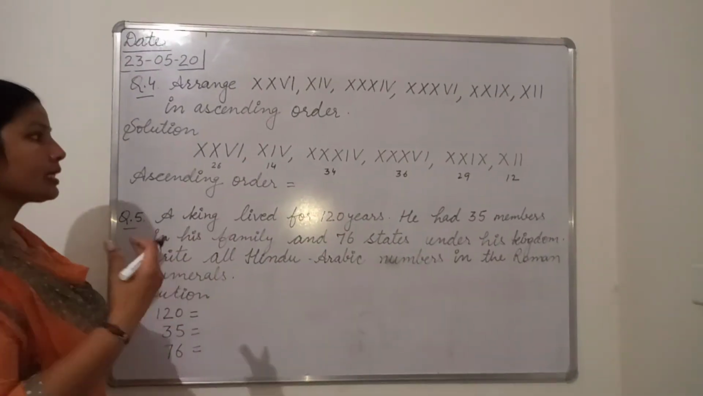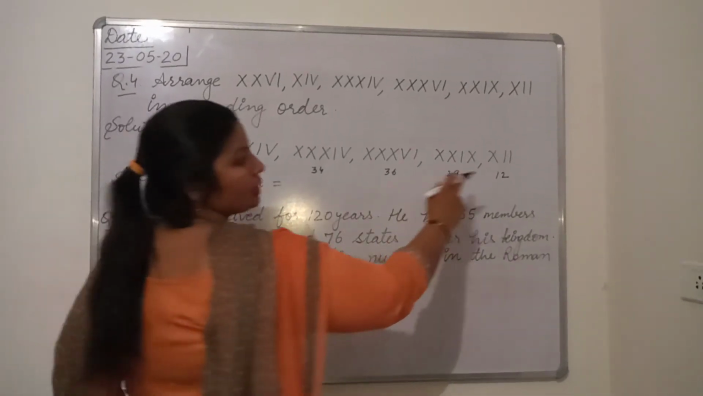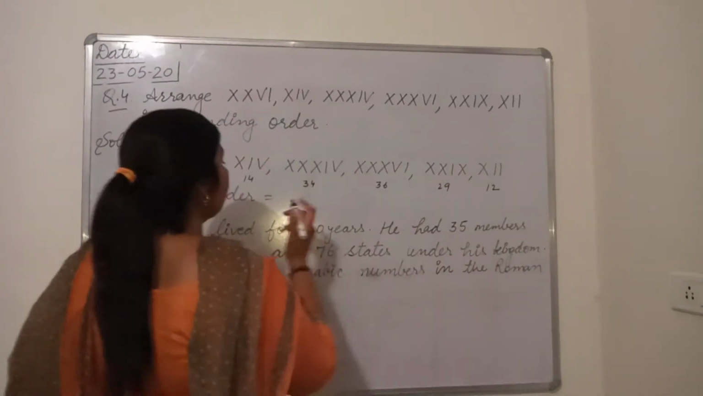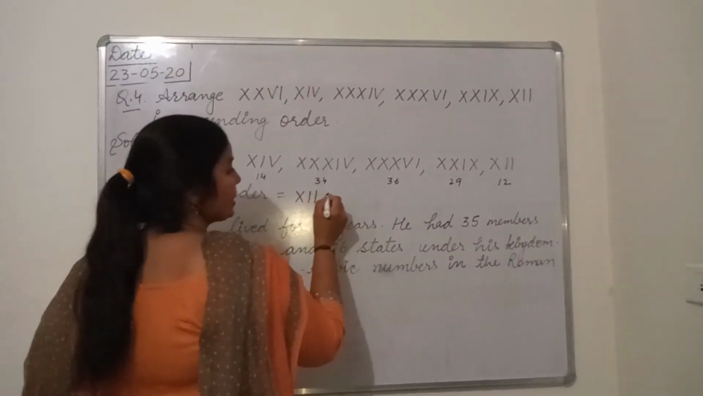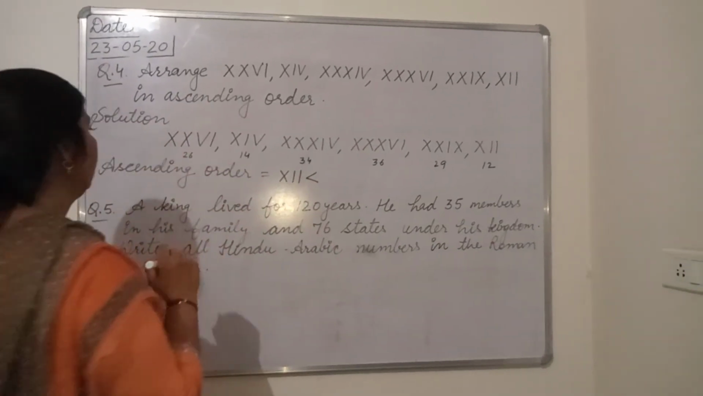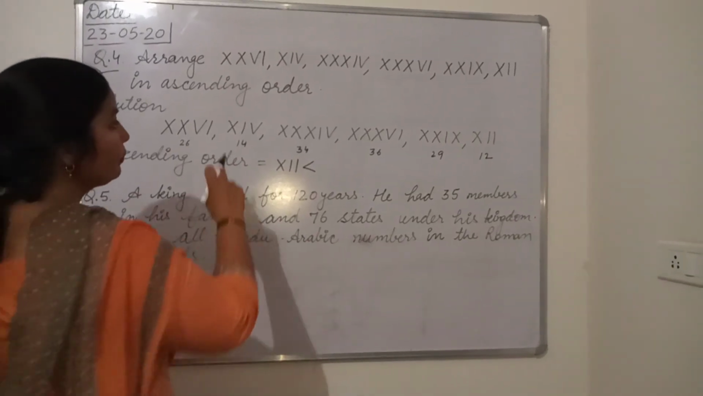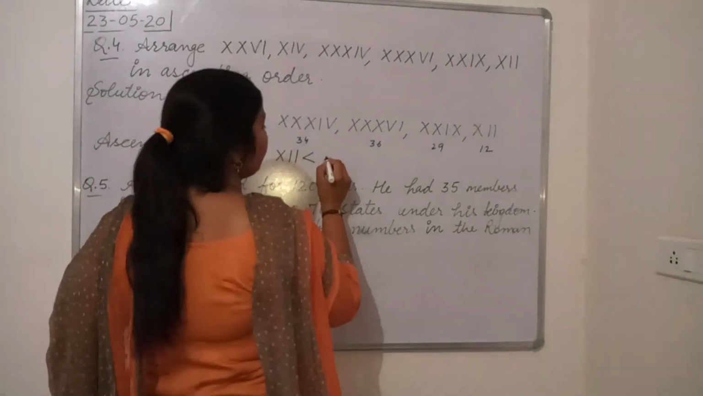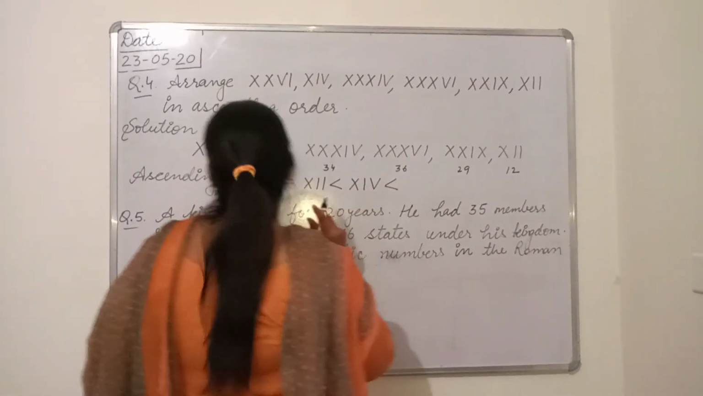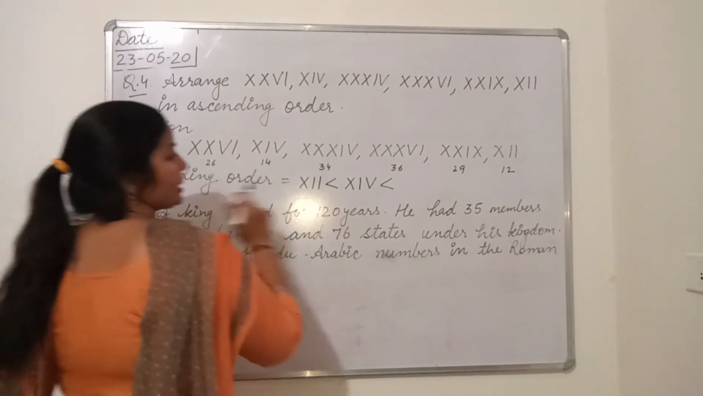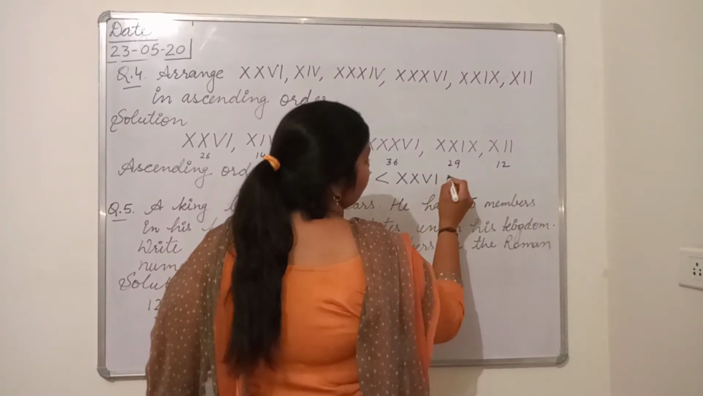You know very well in ascending order what we do: small to big. So you compare them. Which is the smallest? This one, XII. This is the smallest. Now which symbol do we use? Less than symbol, because ascending order is there. So we write here ascending order and then we should write. After 12 what do we have? 14. 14 is XIV. Then again less than symbol. Then after that what do we have? 26. 26 is XXVI. Then again less than symbol.